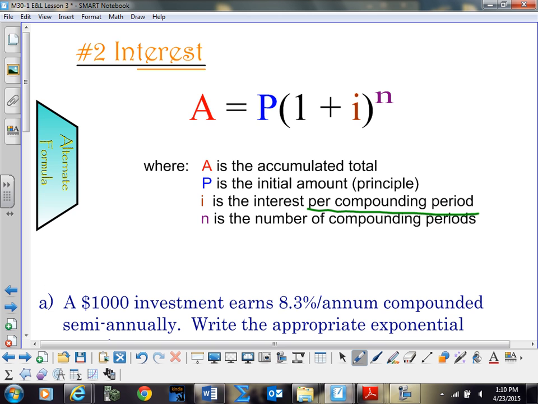Now, n is the number of compounding periods. So if it's compounded annually, n would just be the number of years that have elapsed. But if it's compounded semi-annually, then we multiply the number of years by 2, because that's twice a year. Compounding quarterly would be multiplying the number of years by 4, because it's 4 times a year. So let's look at this first question.